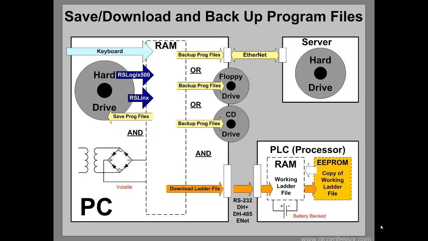Now, to save and download and back up program files, besides uploading and saving, you can also initiate the PLC to save the working ladder file from the RAM of the PLC into the EEPROM of the PLC. And of course, you can back up your program files on the optical drive, the floppy drive, hard drives on servers. I typically save everything to the hard drive on my PC, then occasionally copy it to a server. Some companies have purchased a special piece of software from Rockwell that tracks everything and changes and knows where the latest is at. Can't think of the name of that program right off the top of my head.